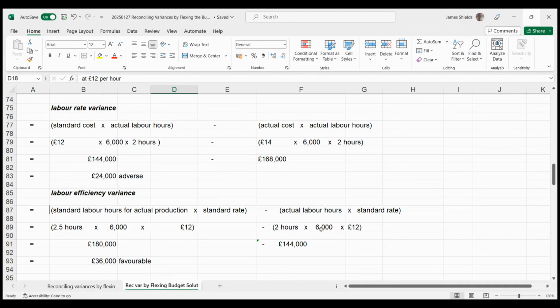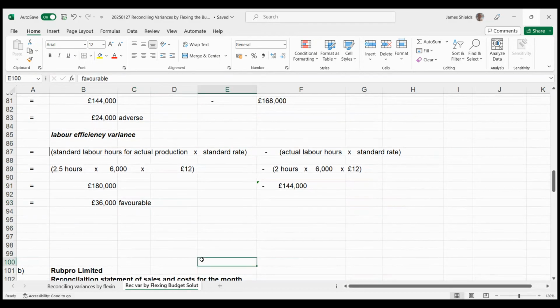And 6,000 units, and then the standard rate was £12. So 2.5 times 6,000 times 12 is £180,000, and 2 times 6,000 times 12 is £144,000. So the difference there is £36,000. So the actual labour hours is less than the standard labour hours, so the variance is going to be favourable.